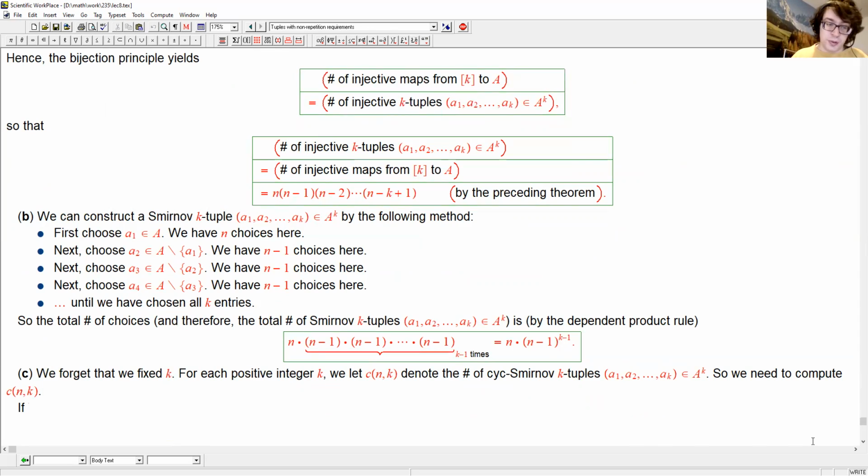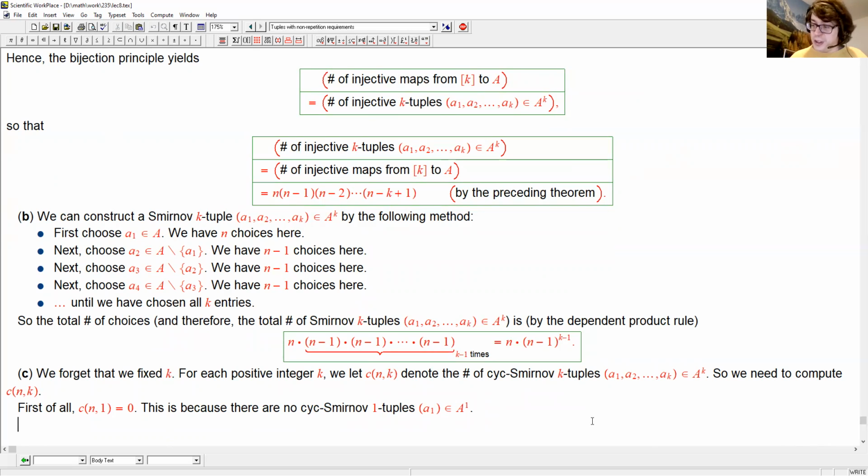First of all, C(n,1) is 0. This is because there are no 6-Smirnov 1-tuples. In fact, if a 1-tuple was 6-Smirnov, its last entry would be different from its first entry. But it has only one entry, so its last entry must be equal to the first entry. So C(n,1) is 0.